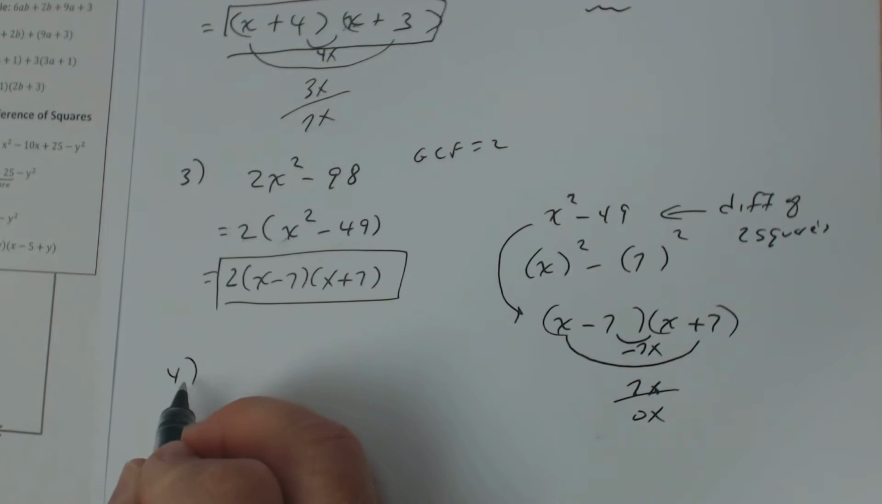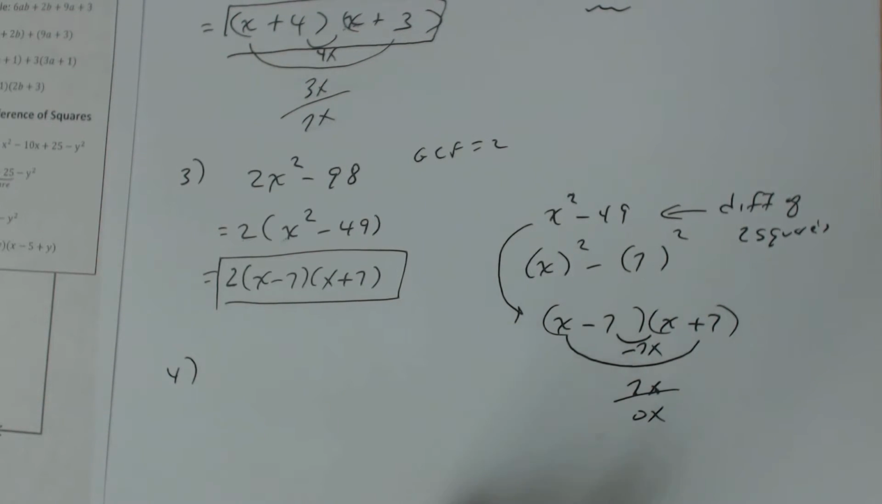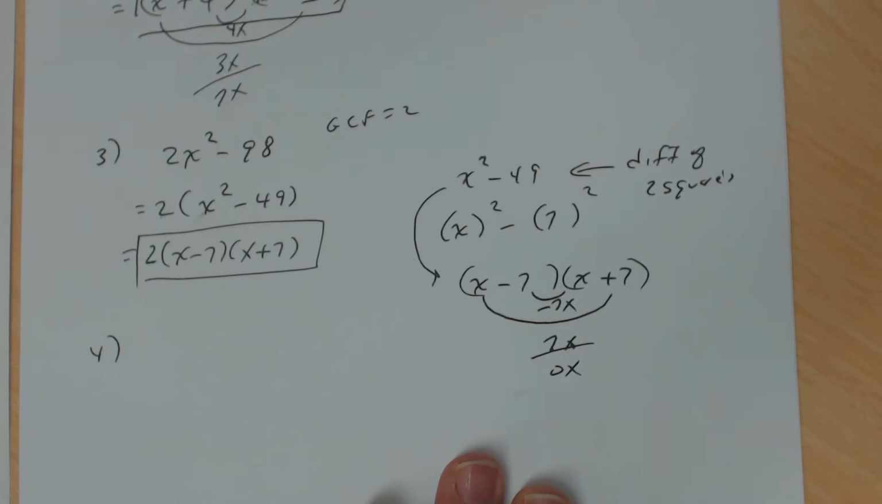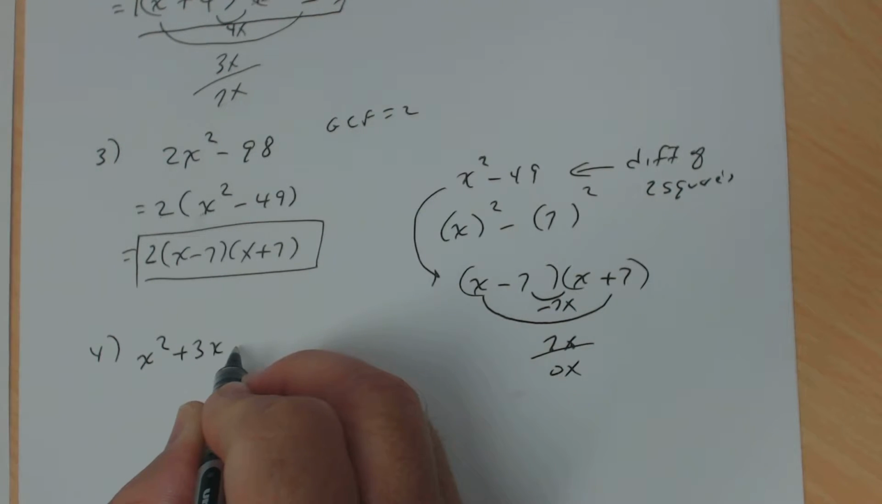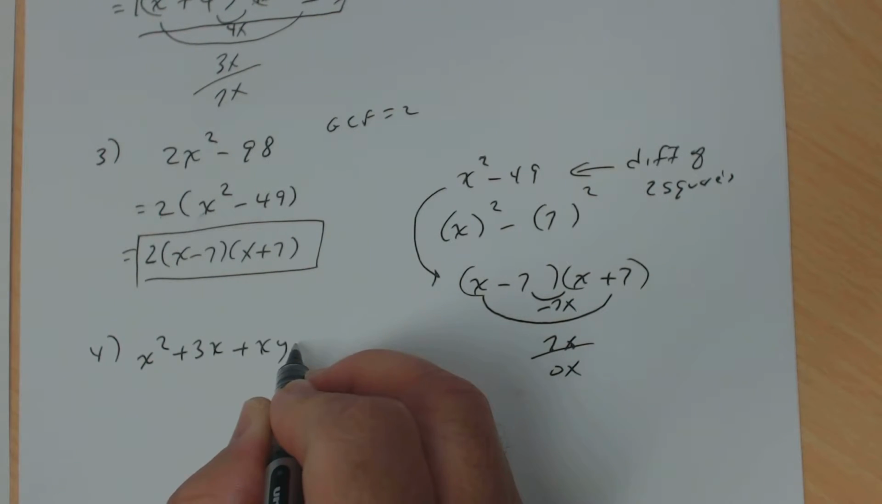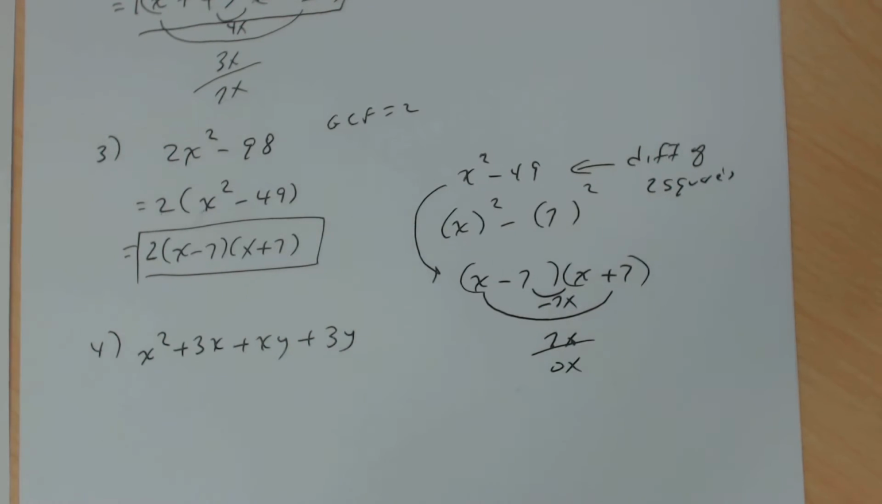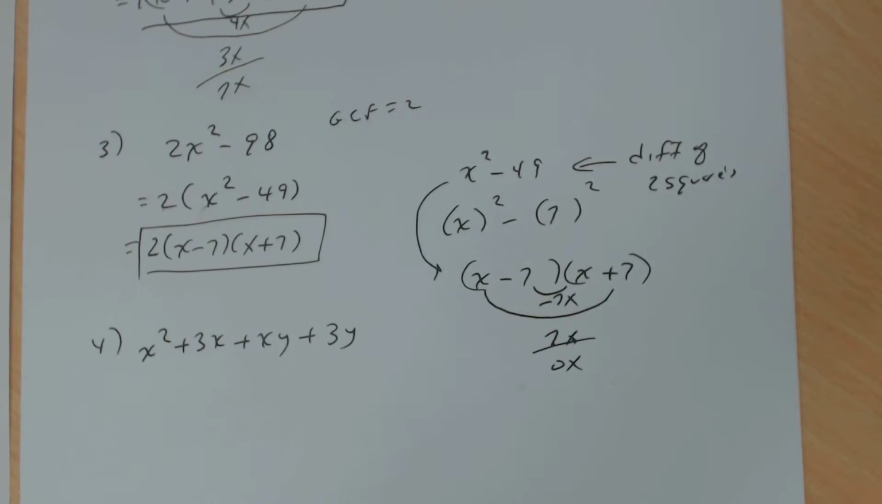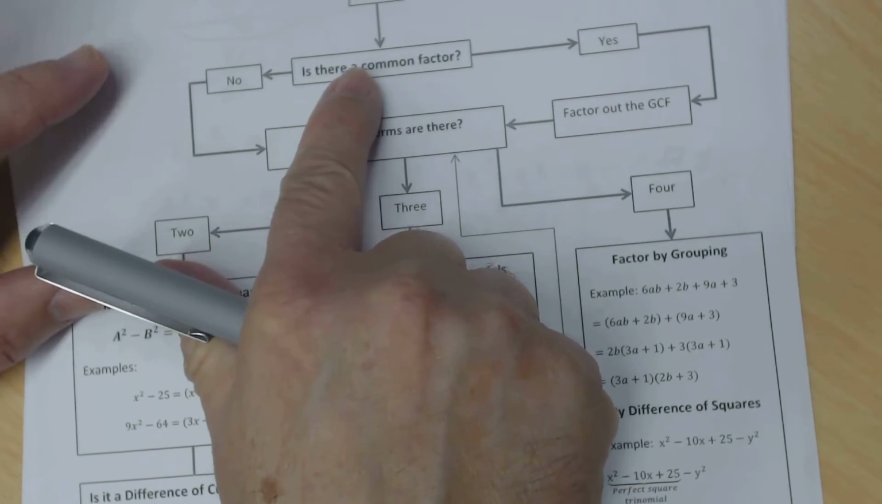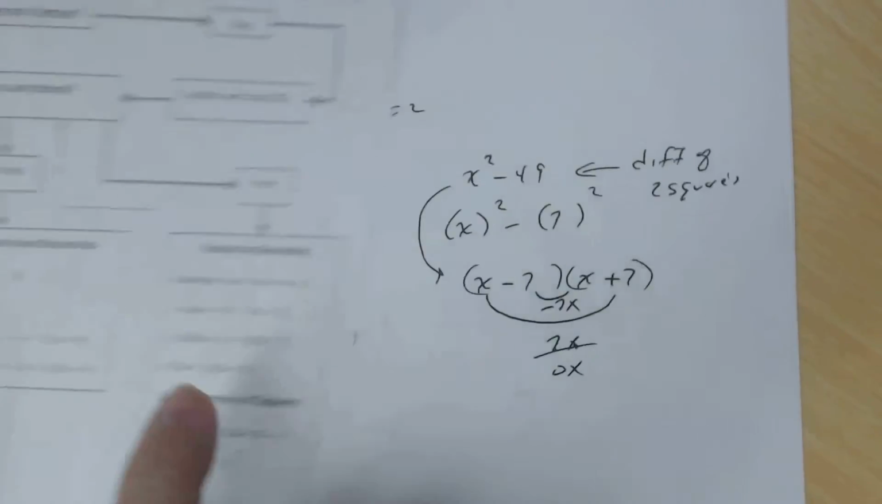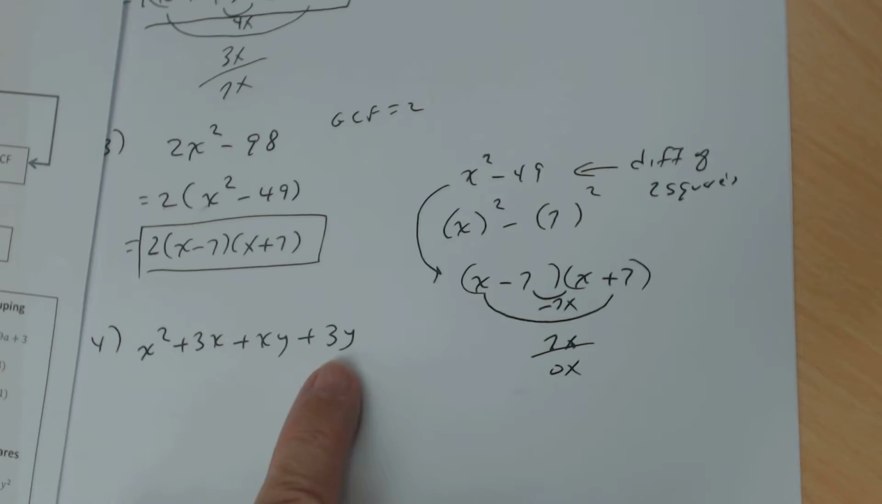Okay, number 4. Suppose we had x squared plus 3x plus xy plus 3y. All right, let's look at our flowchart. Is there a GCF other than 1? The answer is no. All these terms, the GCF is 1.